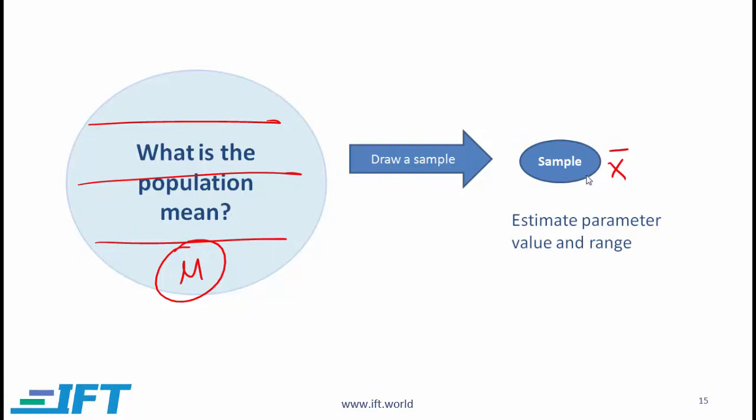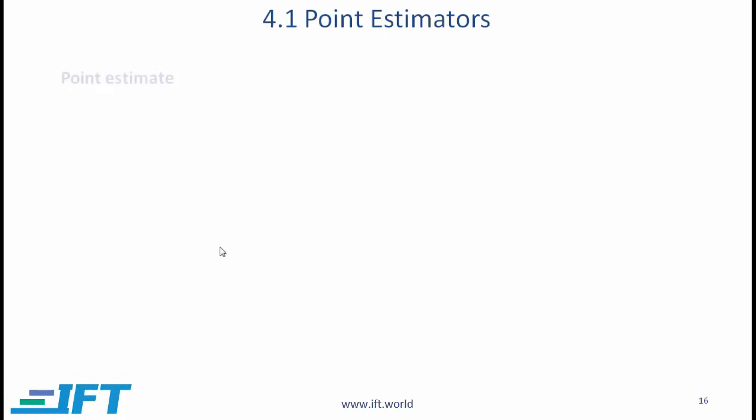Now, let us say that the X bar number that you come up with is 10%. So 10% then becomes your best estimate of the population mean. And the 10% is called a point estimate because that is the one point estimate of the population mean. The estimator is the formula or the process that you use to come up with the point estimate. So how did you come up with the 10%?